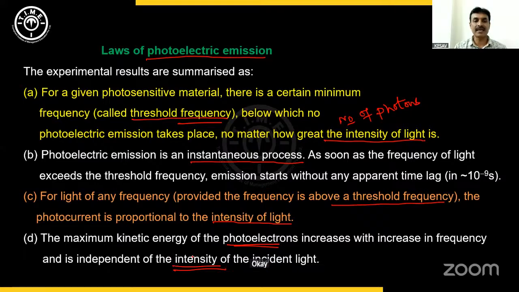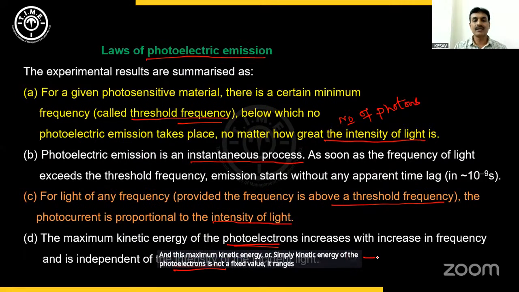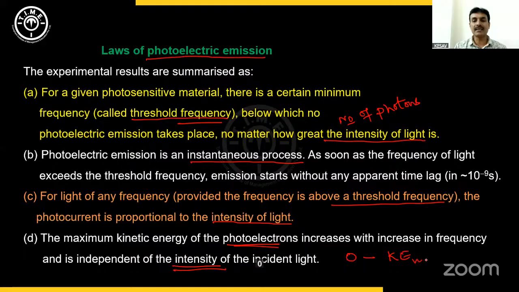Okay, the maximum kinetic energy of the ejected photoelectrons. And this maximum kinetic energy, or simply kinetic energy of the photoelectrons, is not a fixed value. It ranges from 0 to Ke max. Why is it ranging from 0 to Ke max? That we'll discuss in this session. Follow it carefully.